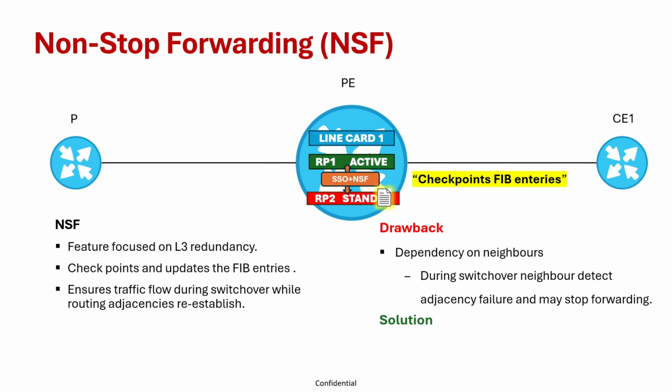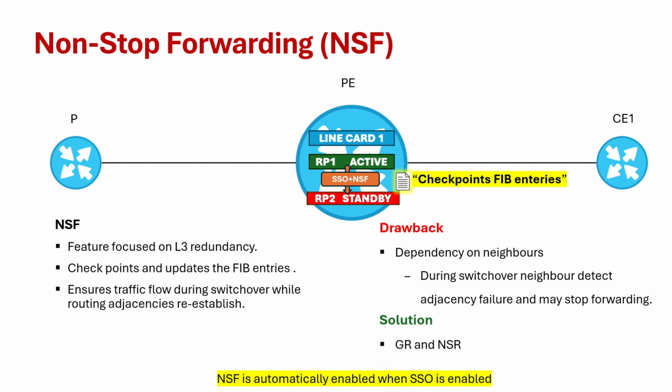So to avoid this, we have another HA technology, or two types of HA technology, that is GR and NSR, which we will discuss now. Before that, let me tell you an important point, that NSF isn't a standalone feature. It is automatically enabled when you have SSO enabled, and nowadays in the routers SSO and NSF are by default enabled. So that's why these features are commonly referred to as SSO/NSF if you find it in the documentation.